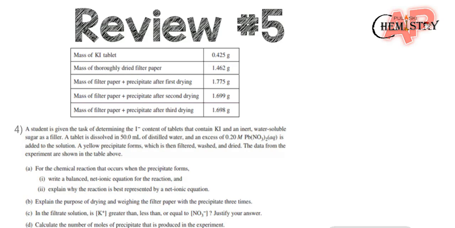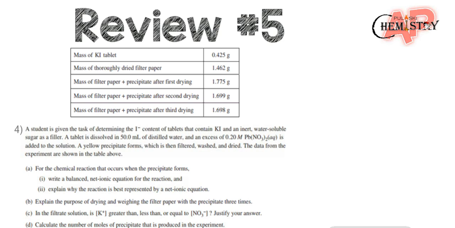So, another classic lab problem. I will try to always have these in the reviews as we get to the end because it's important that we are just understanding the simple information that's given to us. So, in this case, they give us a data table first. It says students given the task of determining the I- content of tablets that contain KI in an inert water-soluble sugar as a filler. The tablet is dissolved in 15 milliliters of distilled water. So, by the way, the tablet has some KI in it, and then the rest of it's just sugar.